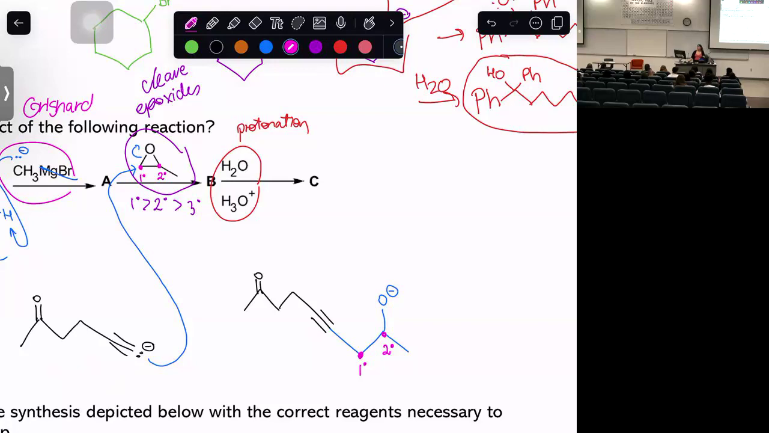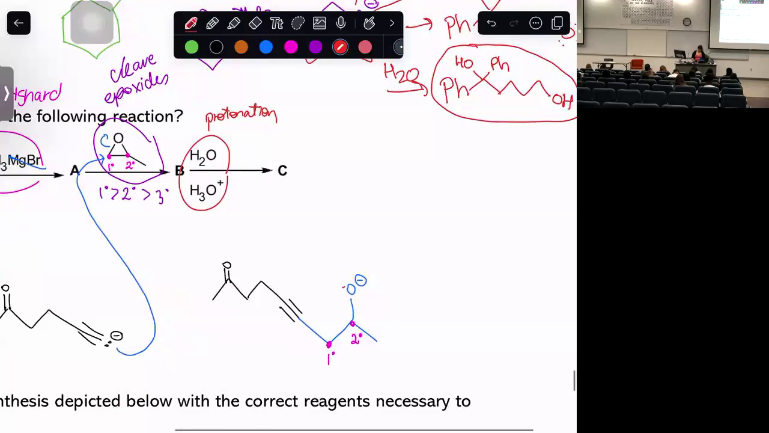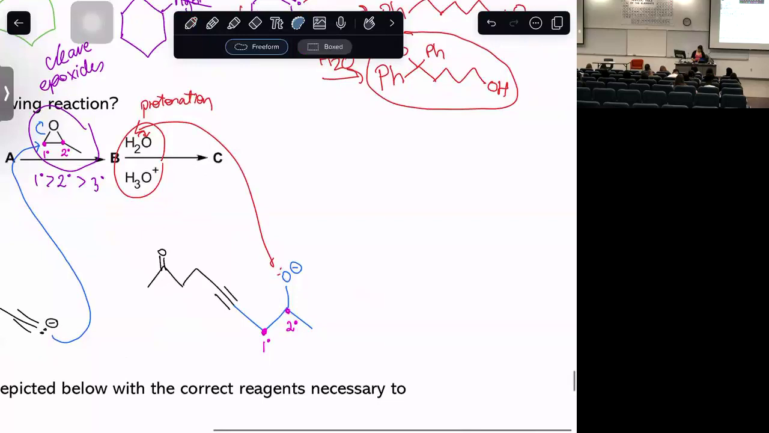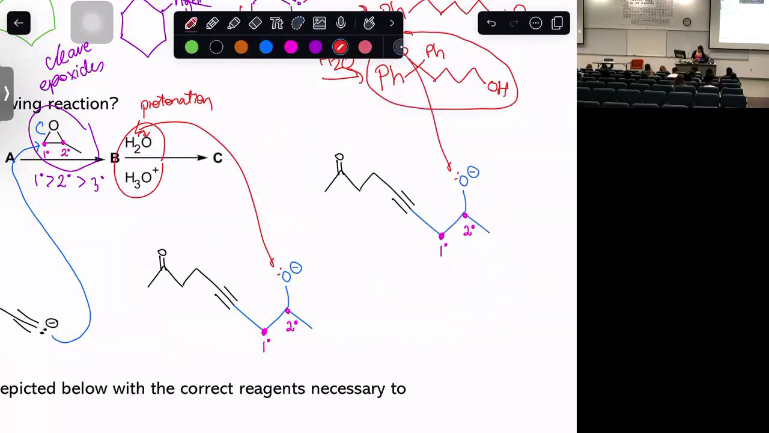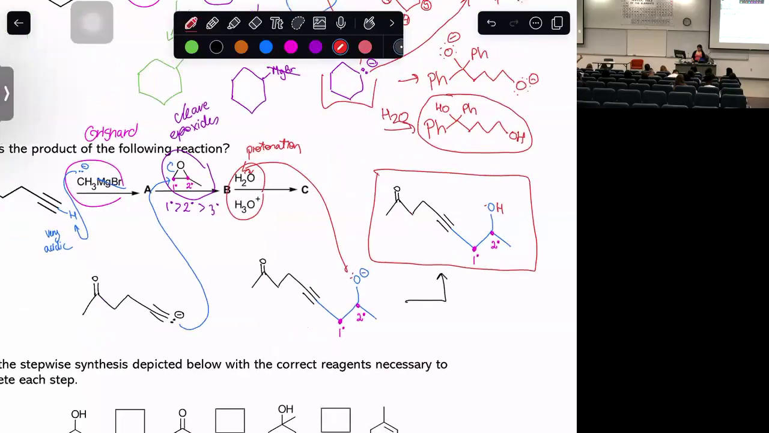So very last step, what happens? Protonation. I'm just going to add a little hydrogen in there so everything is neutral. Simple as that. So this oxygen is going to grab one of those hydrogens. And at the end, we end up with an alcohol group in here. And that's that.